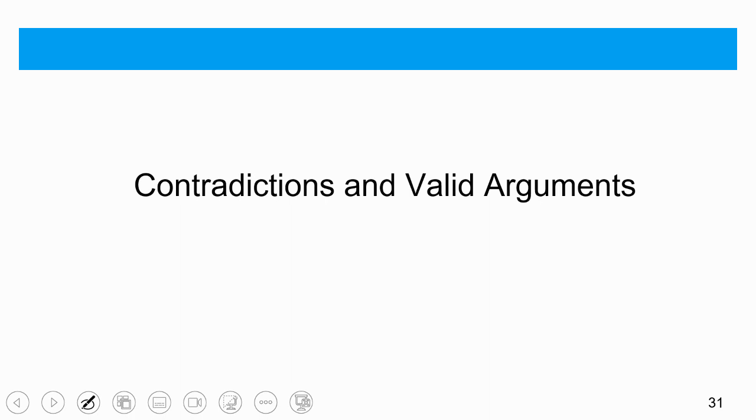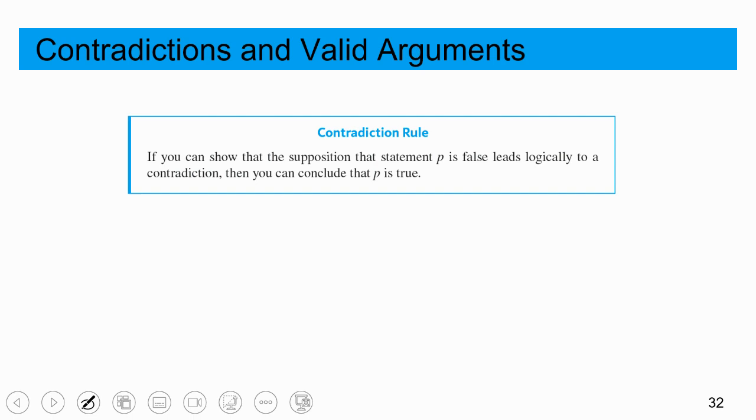All right, this video has a lot of information. Let's talk about contradictions and valid arguments. If you can show that the supposition that statement P is false leads logically to a contradiction, then you can conclude that P is true. So if you can show that not P is false, then you can conclude that P is true. So sometimes it's easier to show that something is false rather than to show something is true. And so we will use contradictions many times simply to make an argument easier.